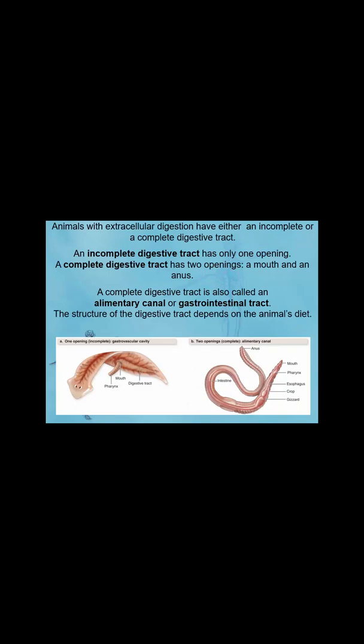There's two models for digestive tracts, incomplete and complete. A complete one has a mouth and an anus. So this earthworm has a complete digestive tract. This flatworm has a mouth that goes into a cavity, and then it also serves as the elimination. So food goes in, waste matter comes out through the same opening. That's just an incomplete digestive tract. And then the alimentary canal is just the GI tract, starting at the mouth and ending at the anus.